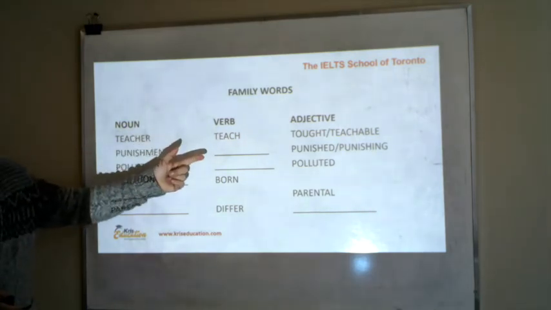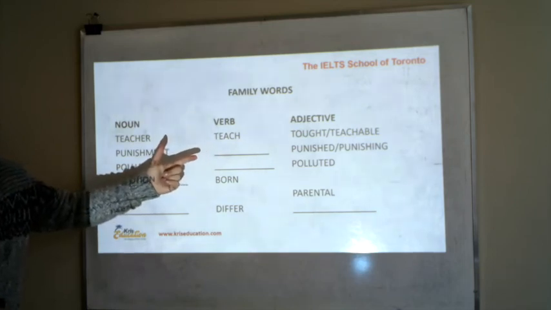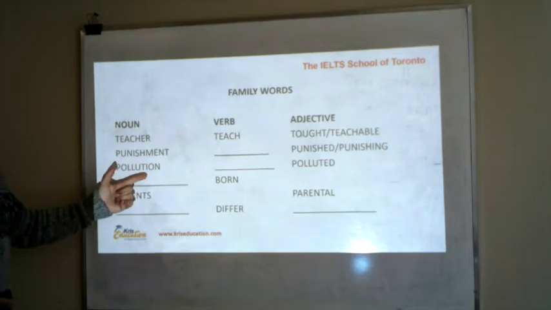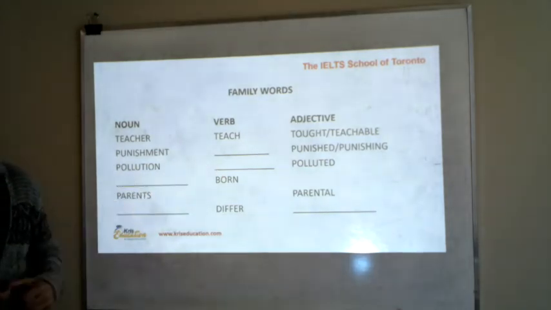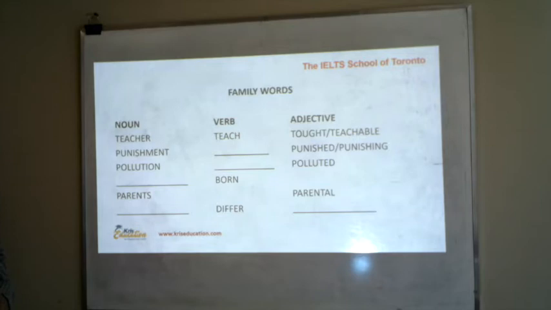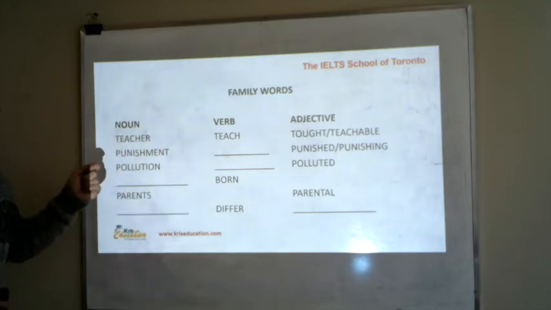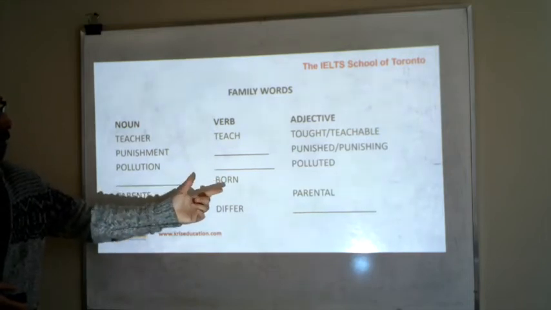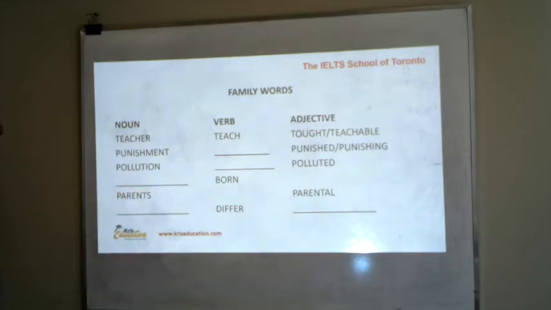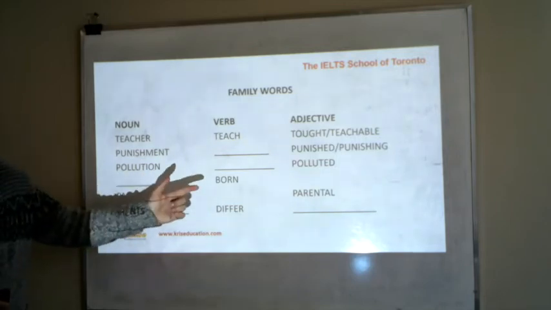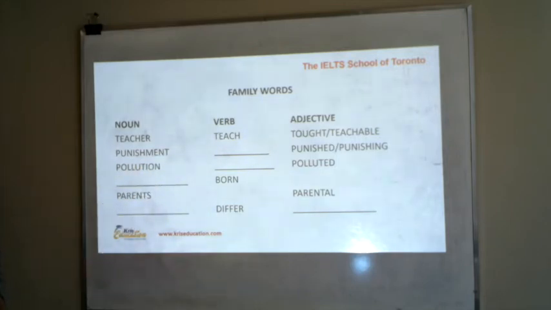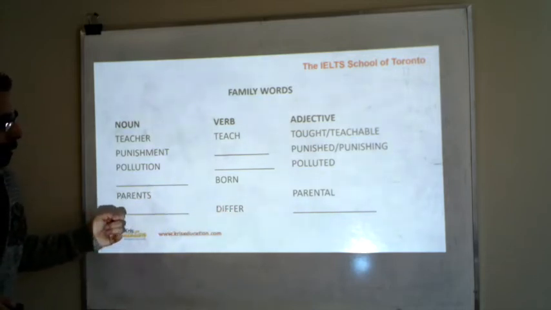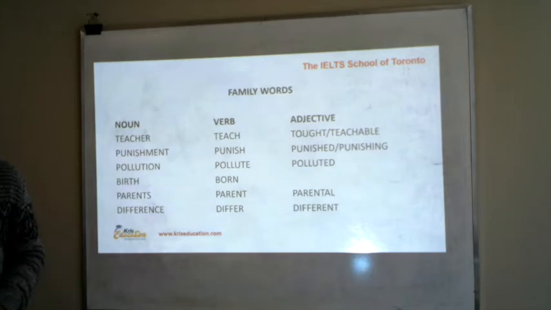Punishment is the noun. What is the verb for punishment? And punished is the adjective. Pollution is the noun. Can you think of the verb for pollution? Born is the verb and birth is the noun. Parents is the noun, parenting is the verb, and parental is the adjective. Differ, the verb, difference, the noun, and different, the adjective.